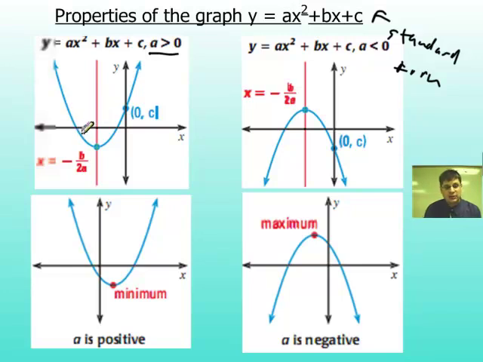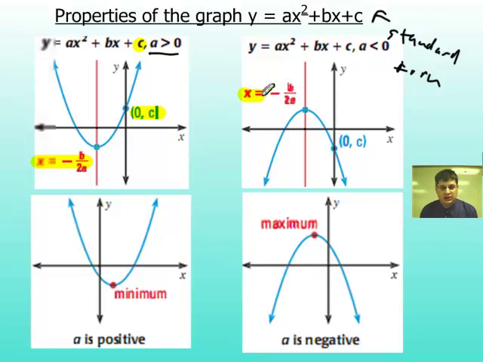The axis of symmetry can be found by the equation x equals -b over 2a, where b is the coefficient in front of x and a is the coefficient in front of x squared. That's going to come in handy. Additionally, the y-intercept in standard form is always going to be (0, c), where c is your constant at the end. Likewise, I can see it here.